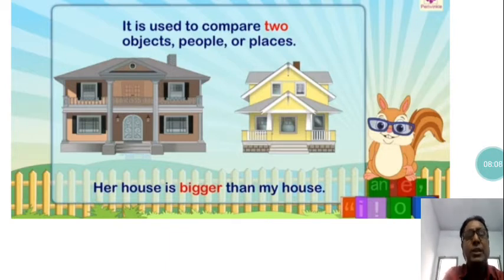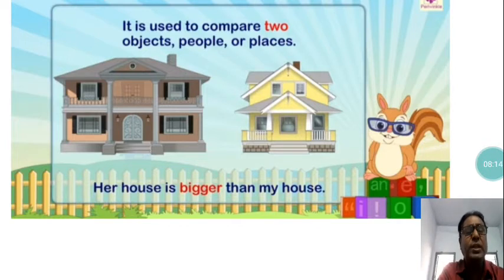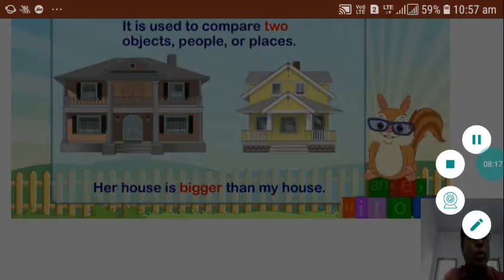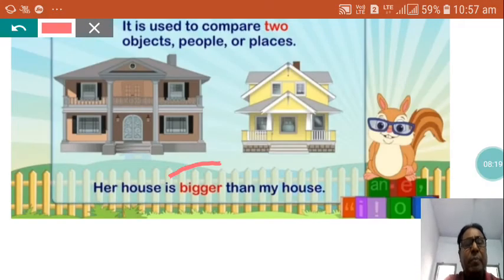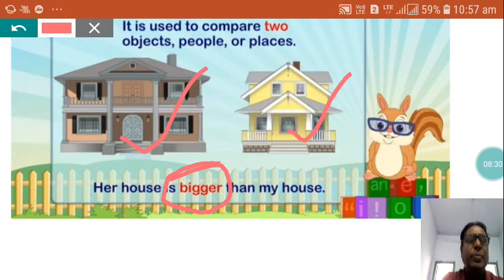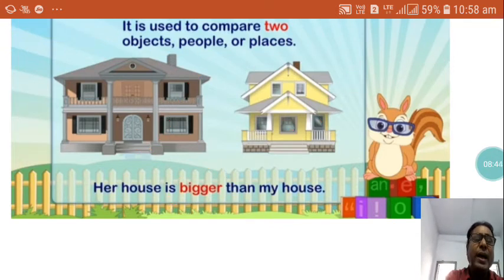Or you may say, this house is bigger than that house. So the word you can see here is bigger. Bigger is the comparative form which is describing two houses. The one that is smaller and the other that is bigger. This bigger house is compared with the smaller, and in the sentence you may say, this house is bigger than that house, or her house is bigger than my house.